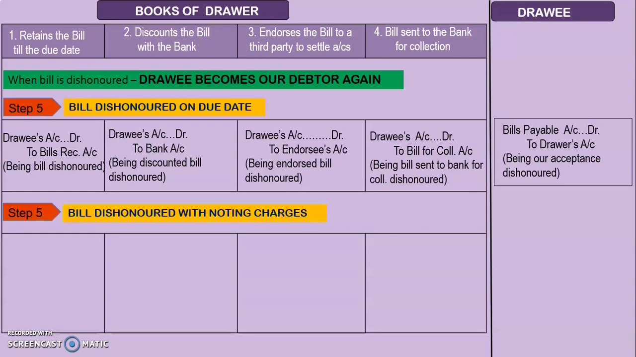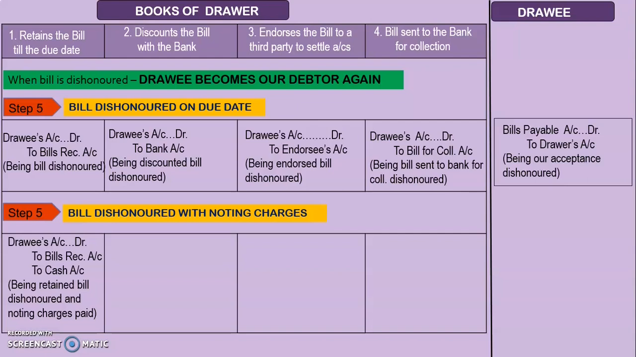Keep one thing in mind, that these noting charges are the expenses of the drawee. Even if the drawer pays the noting charges, he has to recover these charges from the drawee. So if the bill is dishonored with noting charges, we have to pass the following journal entries. In case of bill retained, drawee's account debit to bills receivable account, to cash account. So drawee's account will be debited by the amount of the bill plus noting charges. Bills receivable account will be credited with the amount of bill, and to cash account, that is the amount of noting charges.